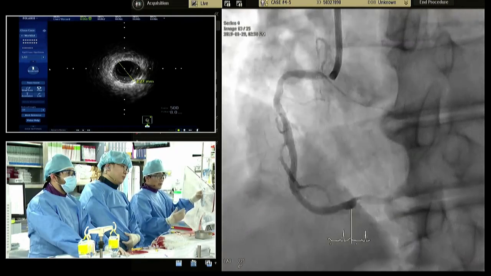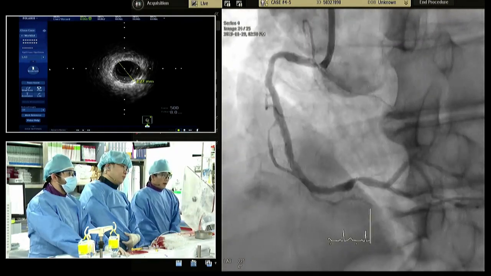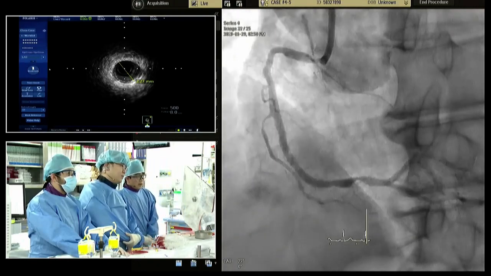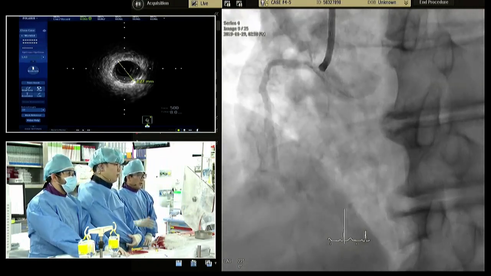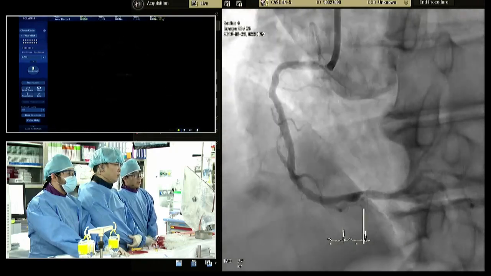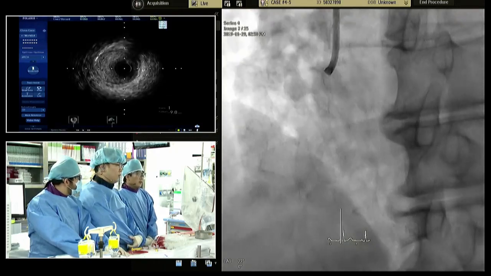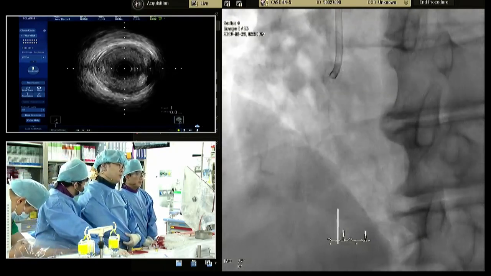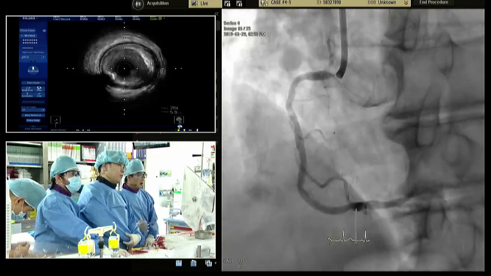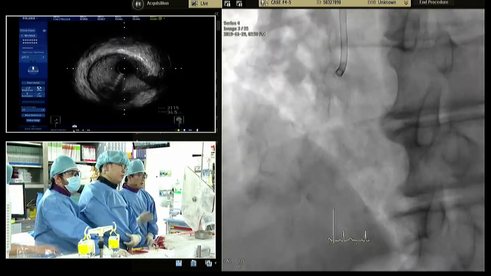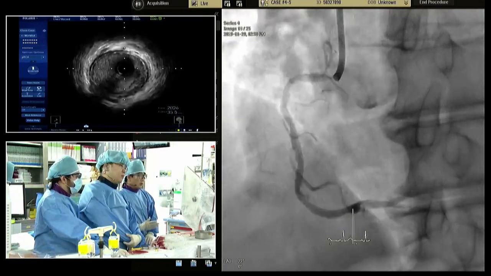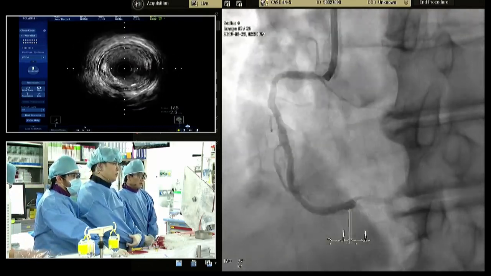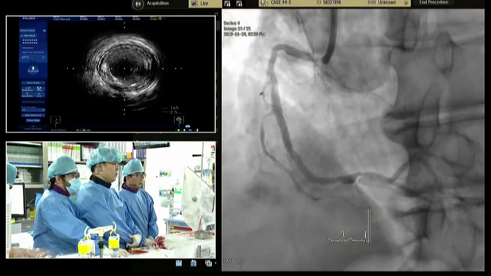So actually, you already saw my practice, but I started with the RCA because the RCA supplies the circ, and I thought that if I did the LAD, I had some risk of jailing the diagonal, and maybe the procedure would be a little bit complex. So I just wanted to fix the RCA first, which I thought is simpler than the LAD. And then if it works, I thought I would move to the LAD.